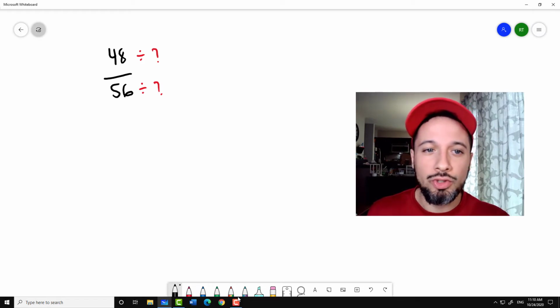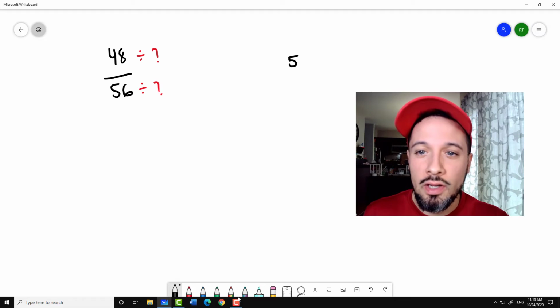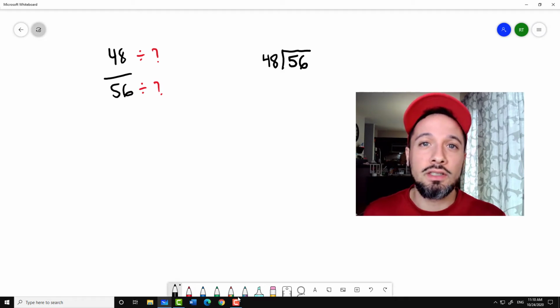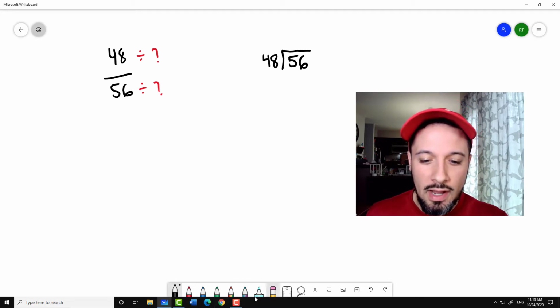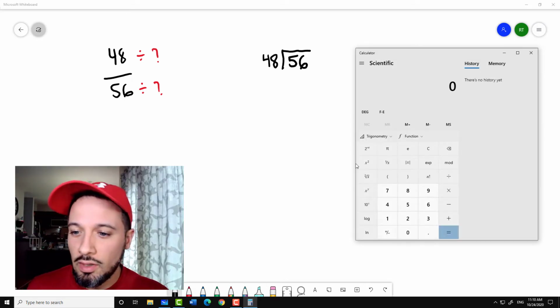So on the side, what you're going to do is take the bigger number. The method requires you to take the bigger number of the two and divide it by the smaller number. So I've got 56 and I'm dividing it by 48. You can use this method to divide it out. And you could even pull up a calculator if you need to.